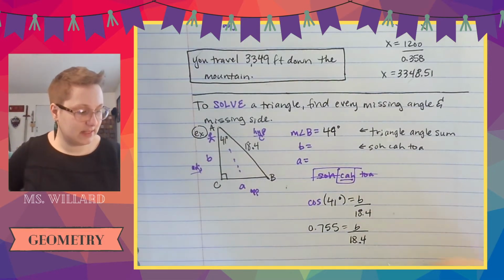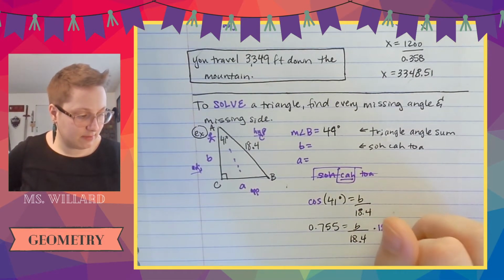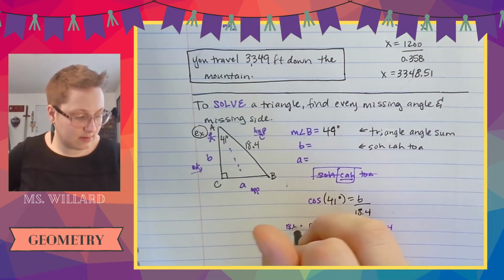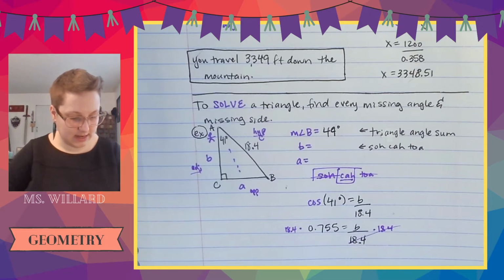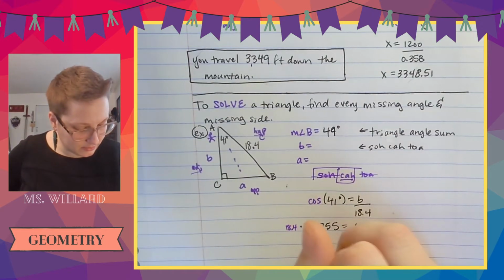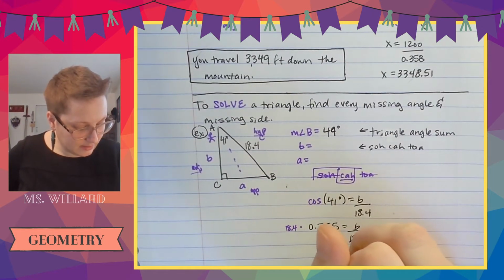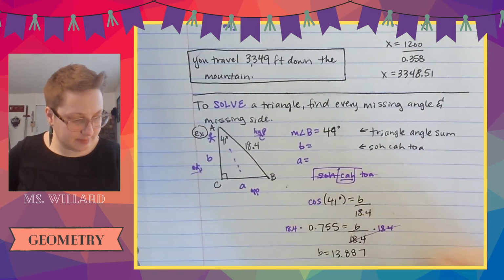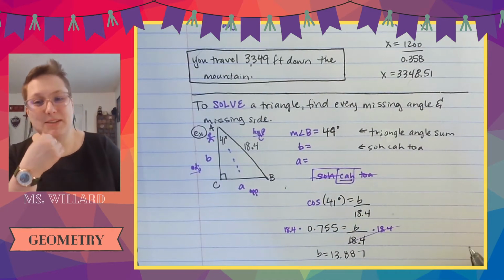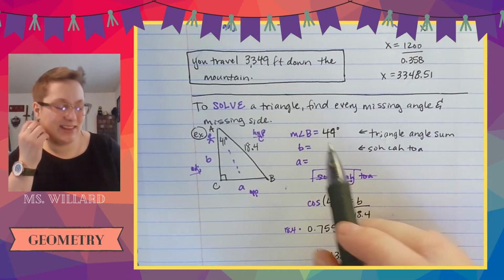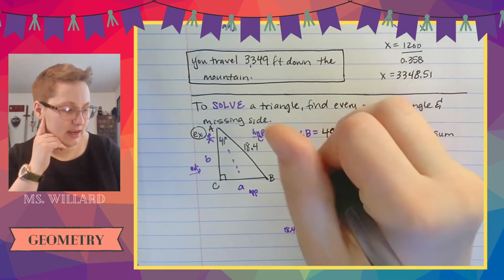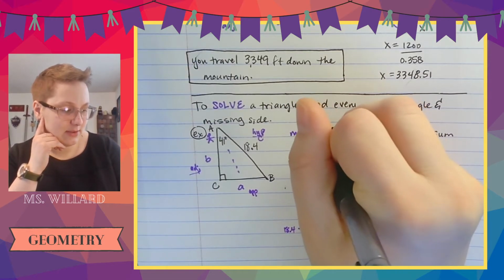And then I'm going to multiply both sides by 18.4. So times that by 18.4, and I get B equals 13.887. Okay, I'm going to say this one more time. I prefer to leave it in 3 decimal places. At the final answer, they kind of want you to leave it as like 13.9. That's what the book says. So I'm just going to do that.